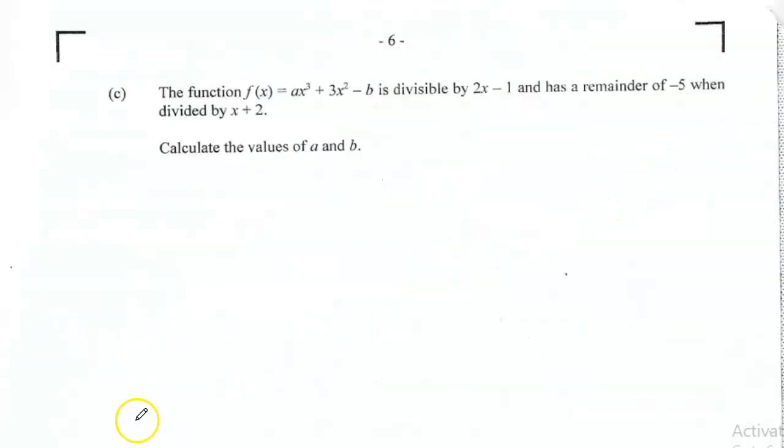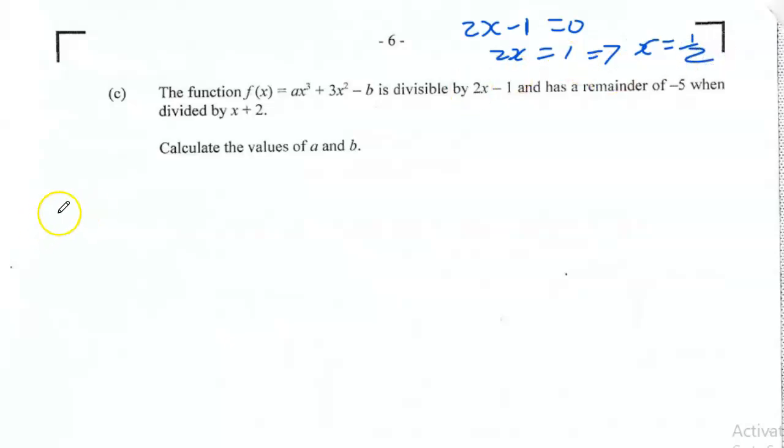Part C, the function f of x, ax cubed plus 3x squared minus b, is divisible by x minus 1 and has a remainder of minus 5 when divided by x plus 2. So if it is divisible by 2x minus 1, it means that 2x minus 1 is a factor. So we can equate it to 0, and if 2x equals 1, dividing both sides by 2, x equals a half. So f of half, or if you prefer, f of 0.5, is equal to 0, since 2x minus 1 is a factor.